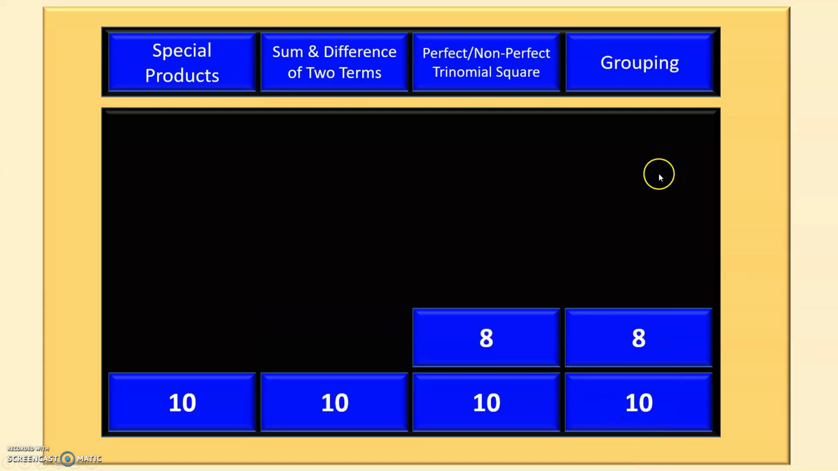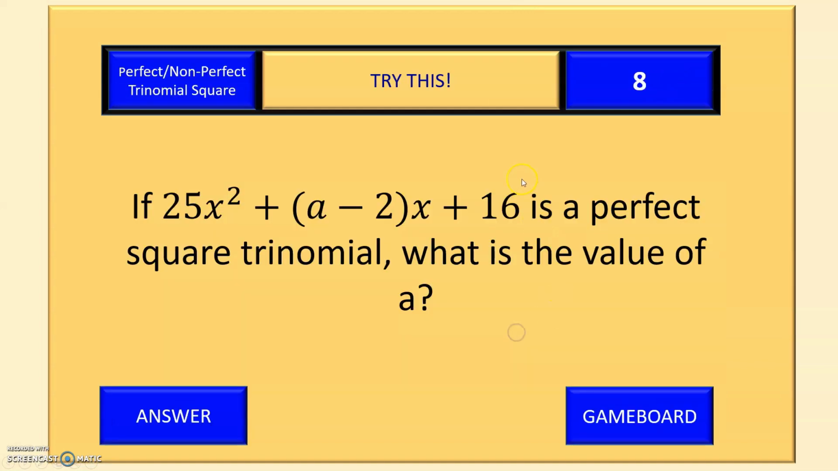Back to game board. Next, let's have a perfect and non-perfect trinomial square.